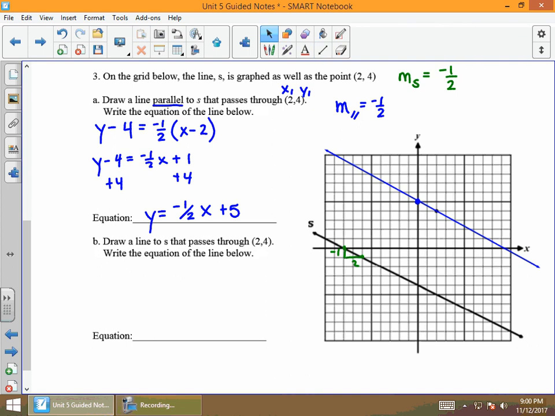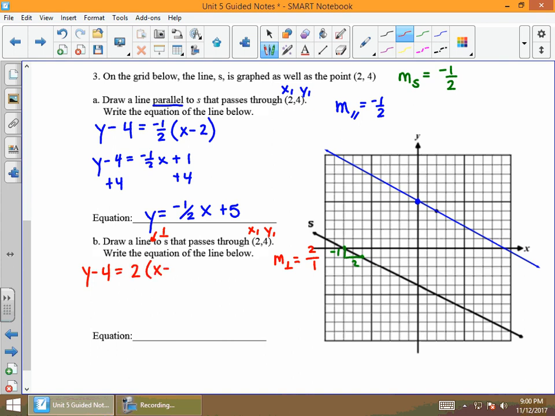Right, in part B, looks like something got cut off here. It wants to draw a line perpendicular to S. So the same kind of thing. We're going to do the same process. The only difference is my new slope, my perpendicular slope. If the true slope was -1 over 2, my perpendicular slope is +2 over 1, opposite reciprocal. Point x1, y1, still the same thing. What changes? Well, it's y minus y1 equals the slope, 2 over 1, times x minus x1.